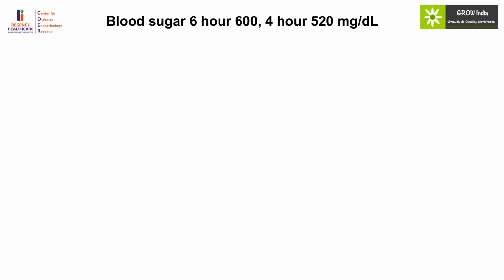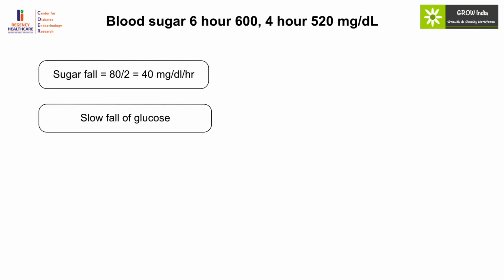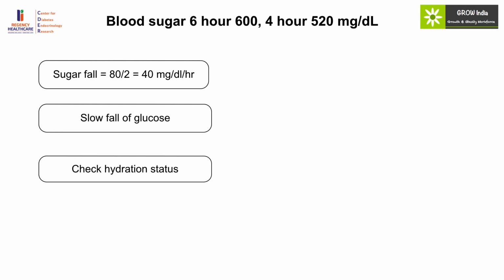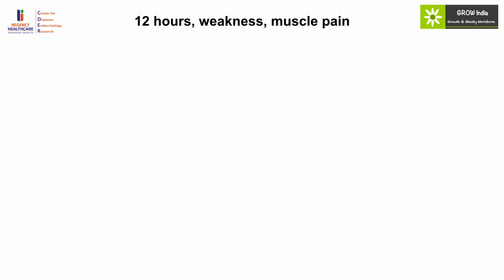At 6 hours, the child had a blood sugar of 600, but at 4 hours it was 520. So now the sugar fall has come down below 50 milligrams per dl per hour. So there is a slow fall of glucose. We need to check the hydration status. But in this setting, we also need to add insulin at a low dose of around 0.025 to 0.05 unit per kg per hour.